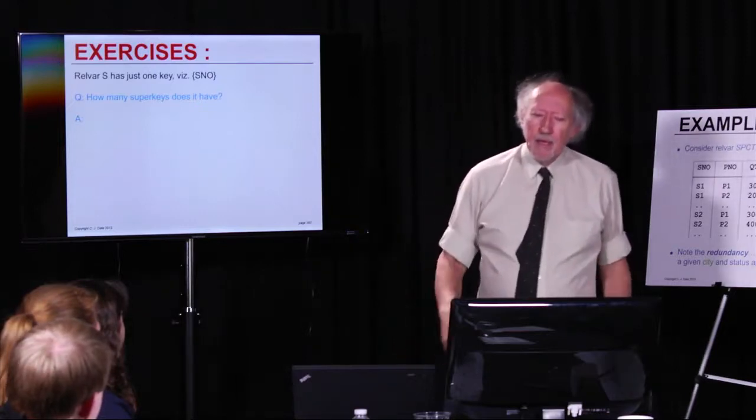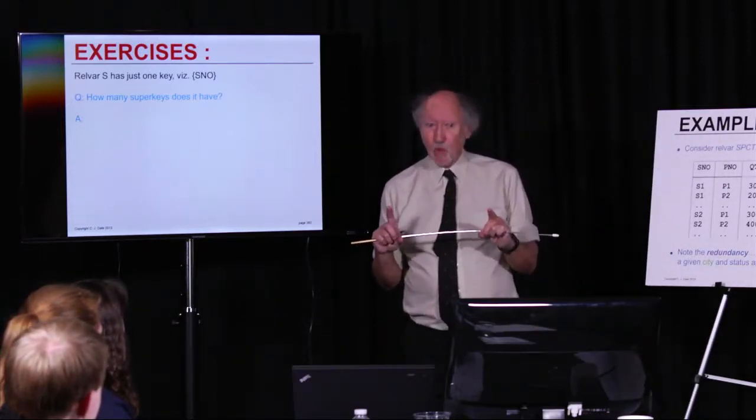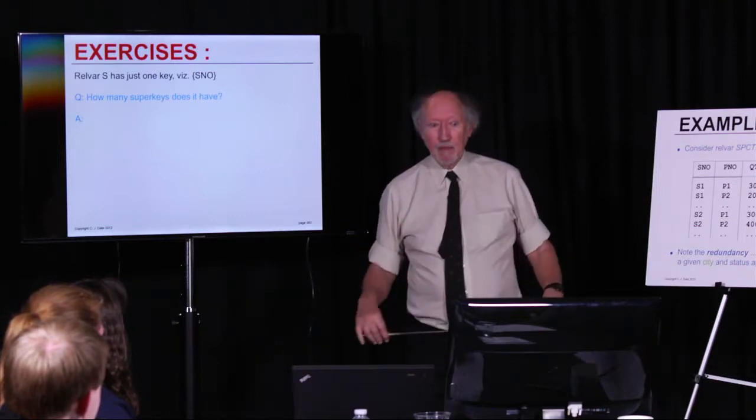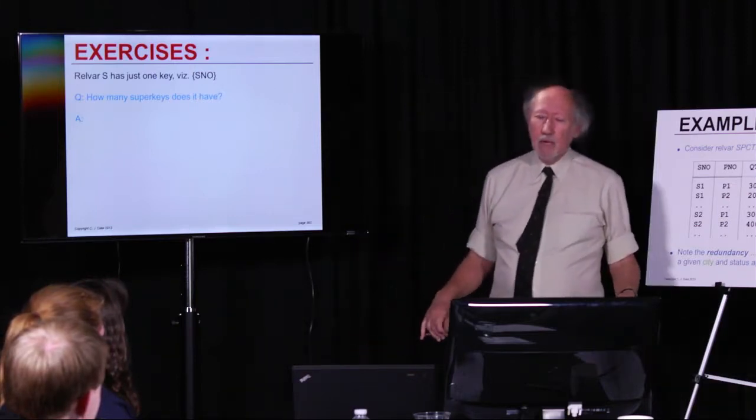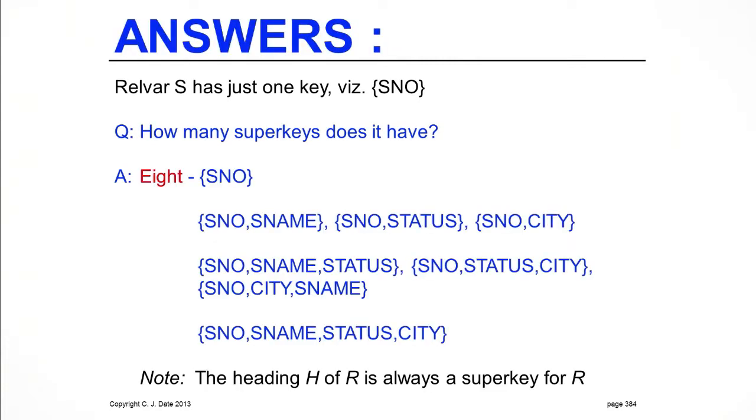Question for you. Our familiar suppliers relvar has just one key, supply number. How many superkeys does it have? Not one. It's been a long day, I know. It's 8.